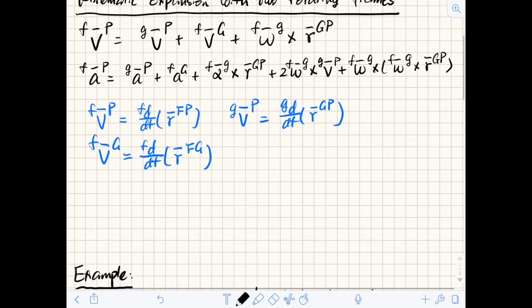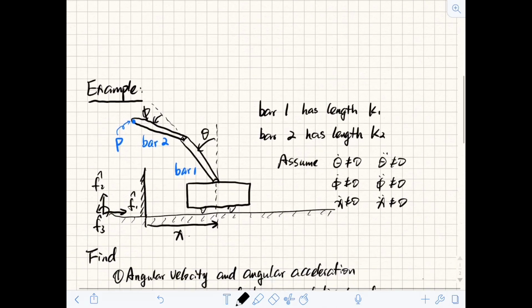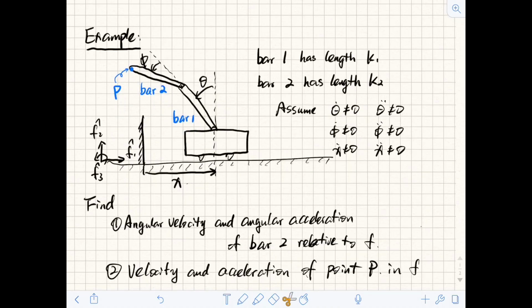Now let's solve a problem when we have two rotating reference frames. So the problem is we have a moving cart that's moving in the horizontal direction, and we have two bars. Bar 1 is fixed on the cart and it's rotating at an angle of theta. And the second bar is attached to the end of the first bar, and it makes an angle of phi with respect to the position of the first bar. And we have some point P at the tip of the second bar.